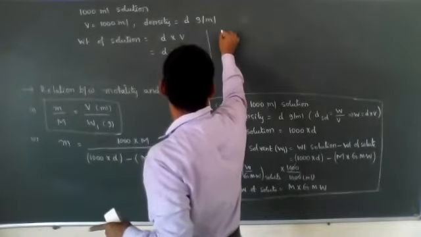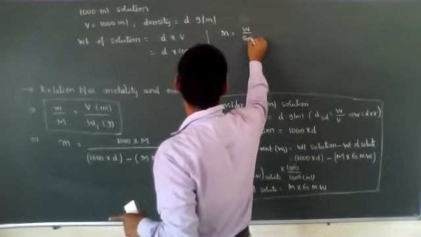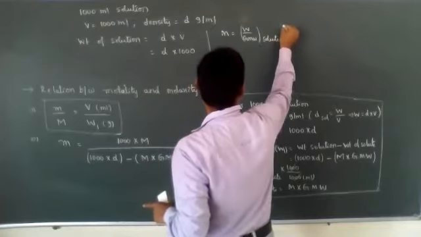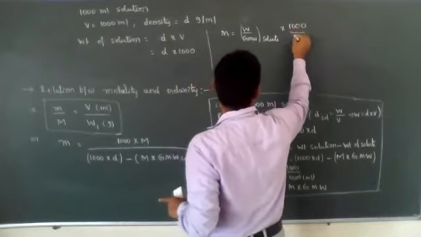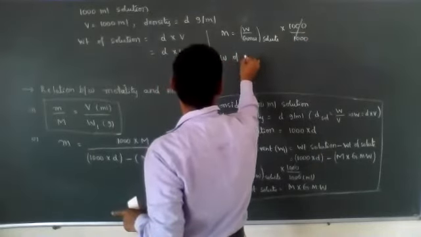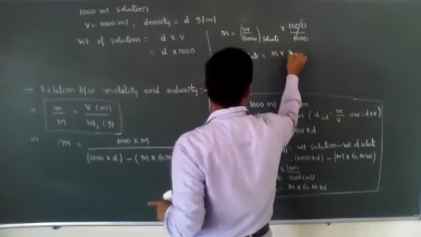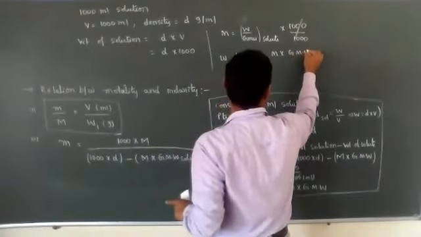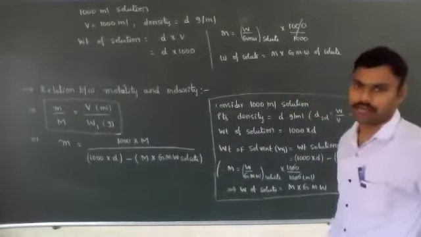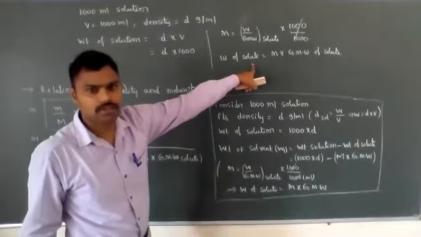And molarity is equal to weight by gram molecular weight of solute into 1000 by 1000 ml. This 1000 will cancel, then weight of solute is equal to molarity into gram molecular weight of solute. So the weight of solution you know, weight of solute also you know.